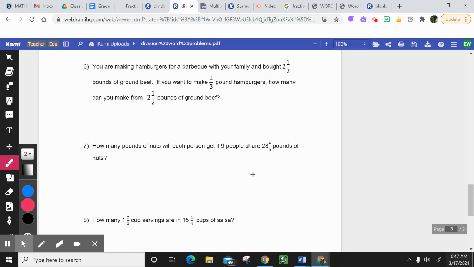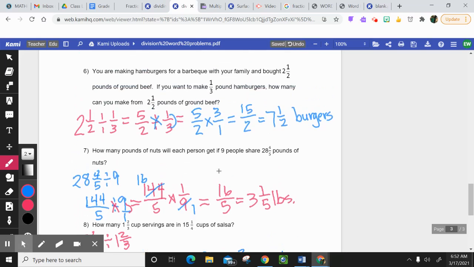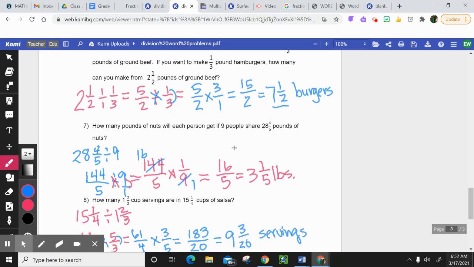All right, last 3 problems, I believe. 6, 7, and 8. I'm going to pause the video. You're going to go ahead and do this in your Edpuzzle, and then I will show you the answers. Okay, let's look at these answers. Okay, so we've got the total divided by the serving size. So 2.5 divided by 1/3. 5/2 divided by 1/3. We change the division to multiplication, use the reciprocal. 5/2 times 3 over 1. We get 7 and 1/2 burgers.